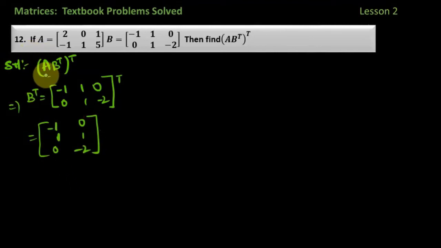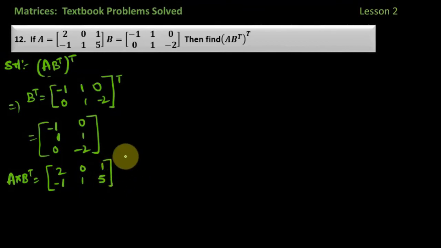Now what I should do? I should multiply that with A, means A into B transpose. We'll write those two matrices here. So A is 2, 0, 1 and minus 1, 1, 5. This is my matrix A. And B transpose I should write, right? So minus 1, 1, 0 and 0, 1, minus 2. This is the matrix B transpose.